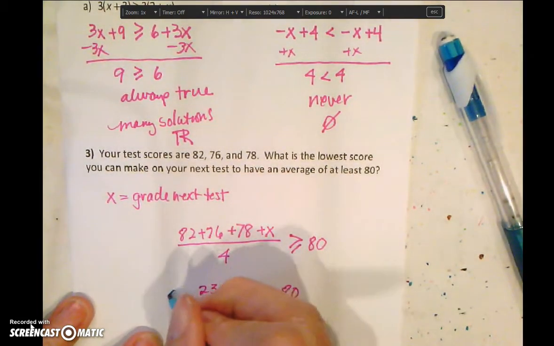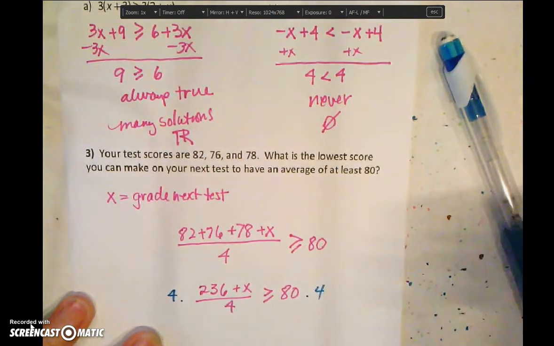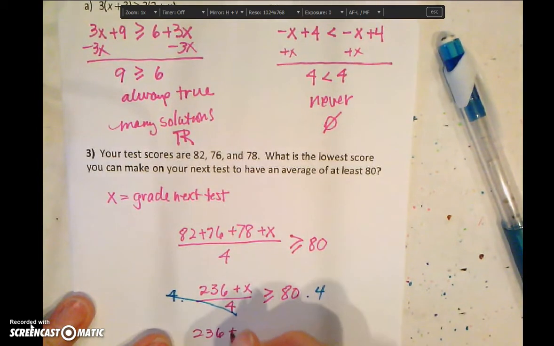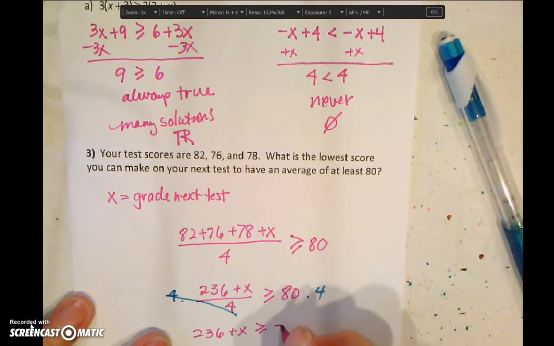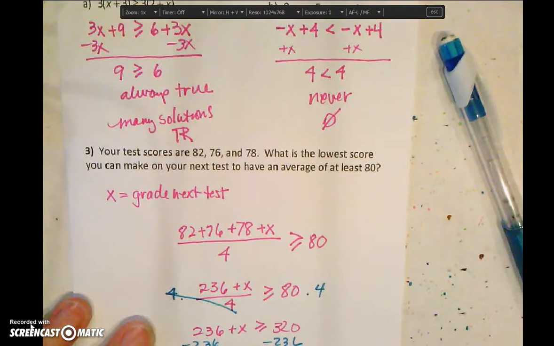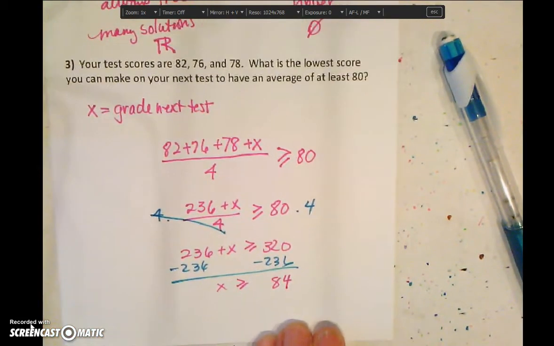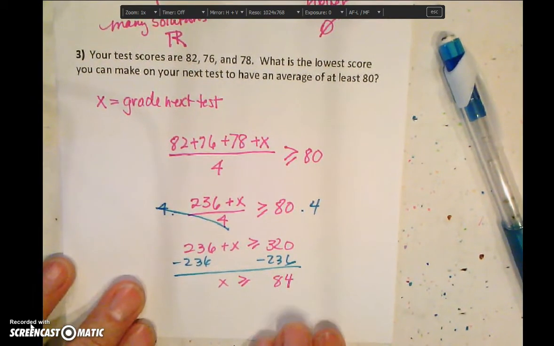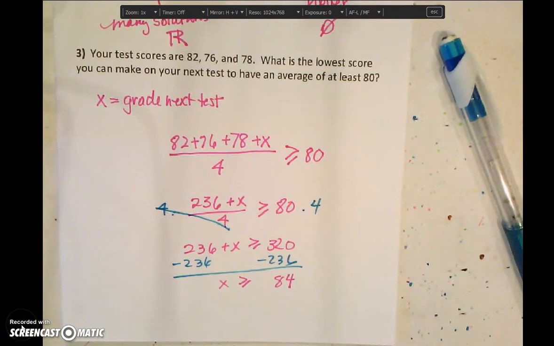Now to undo the 4, we'll multiply both sides by 4. And that's going to give me 236 plus x is greater than or equal to 320. Then we're going to subtract our 236 and come up with x has got to be greater than or equal to 84. Oops, kind of went off the page there, didn't I? So our grade needs to be 84 or better. So I think we'll stop this video and pick up on the next one.